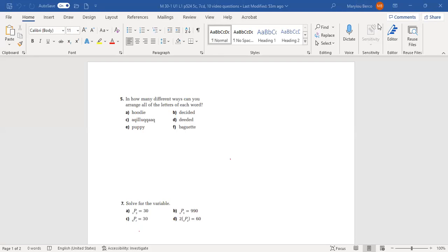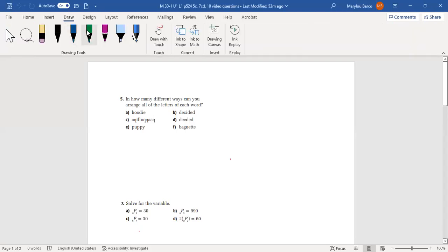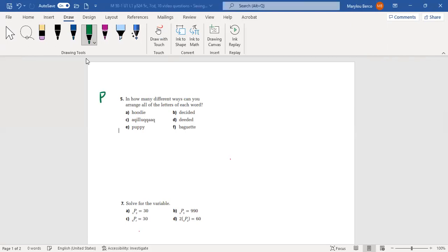I'm going to take a look at number 5 on page 524. And we'll just take a look at C. So we have a word, Akilaquak. My pronunciation is awful, but we're just going to take a look at how many different ways you can arrange all the letters of each word. We'll just take a look at this one, for example.